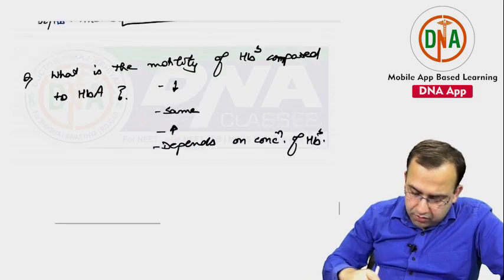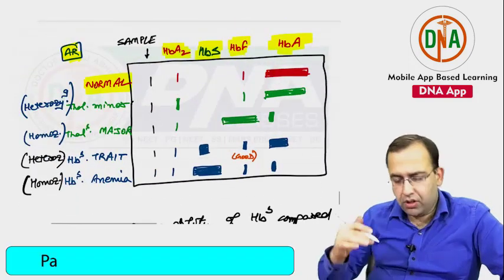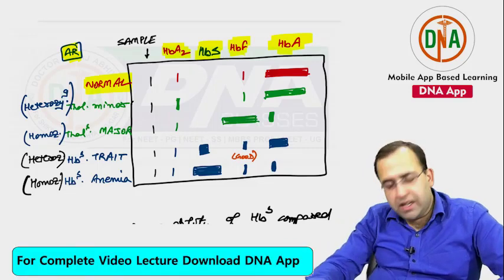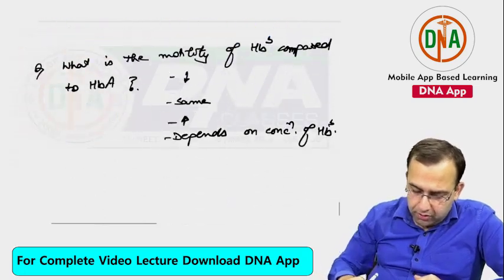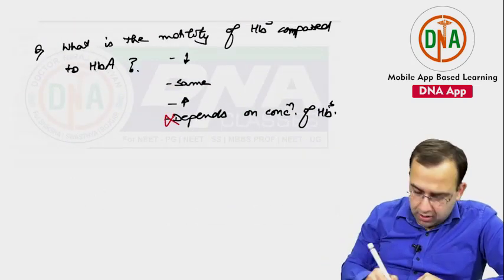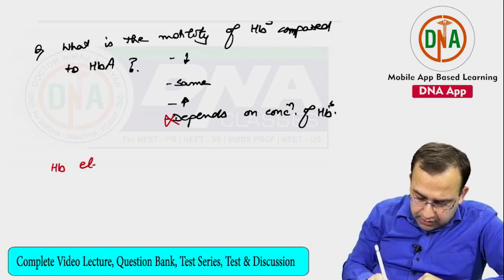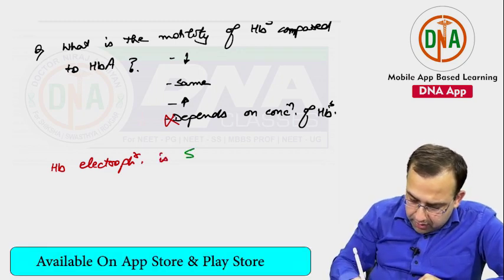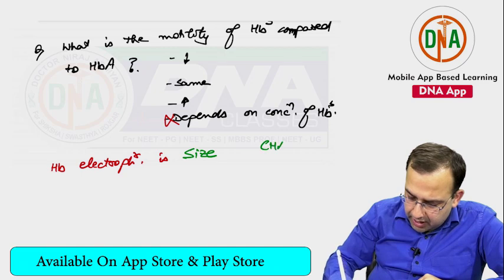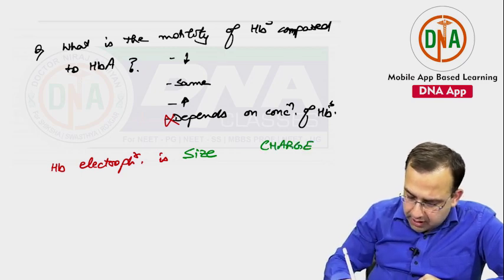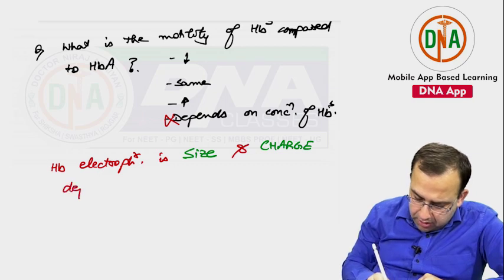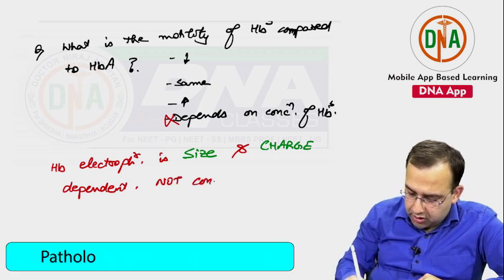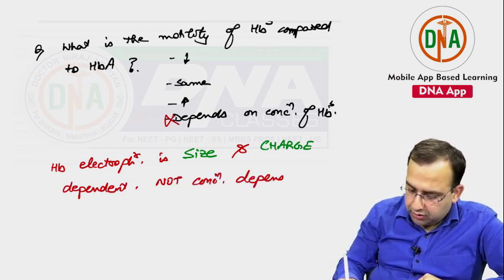No. See, this was hemoglobin electrophoresis. We saw different amounts of hemoglobin, but they go to the same site. Like HbA, all HbAs are here irrespective of the concentration. So option 4, depends on concentration, is false. Hemoglobin electrophoresis is size and charge dependent, not concentration dependent. So option 4 is wrong.